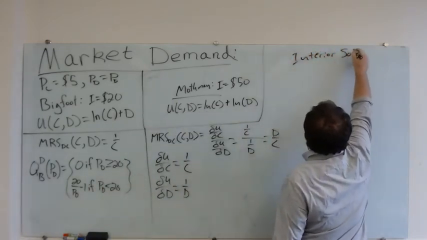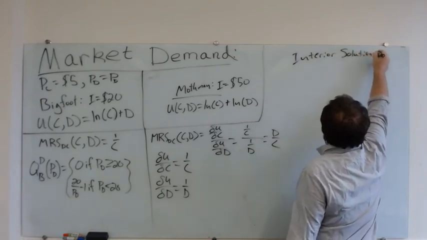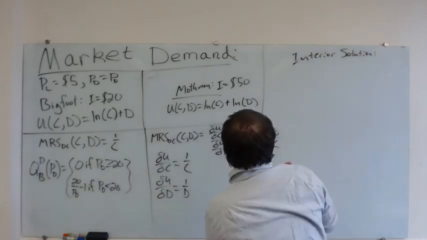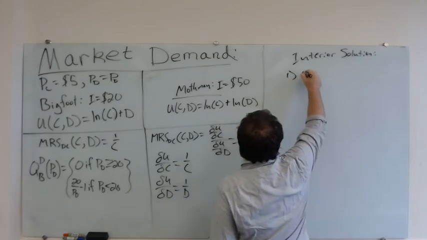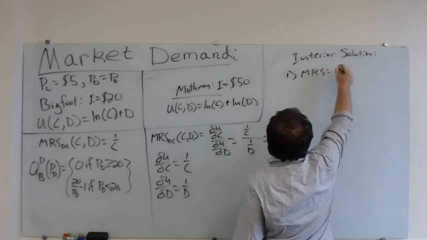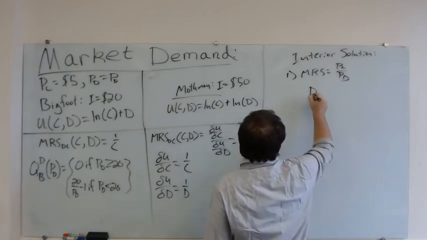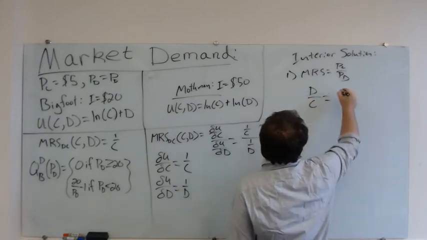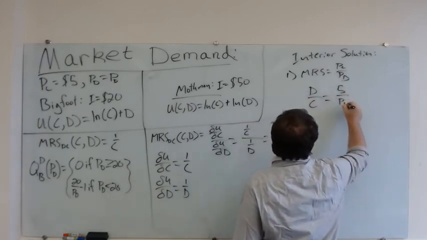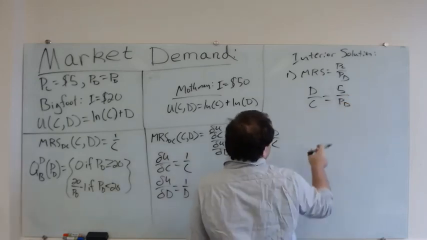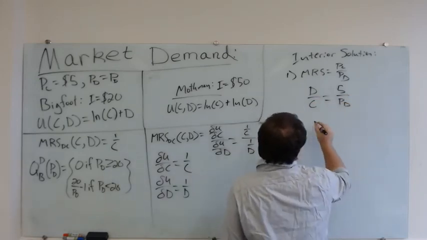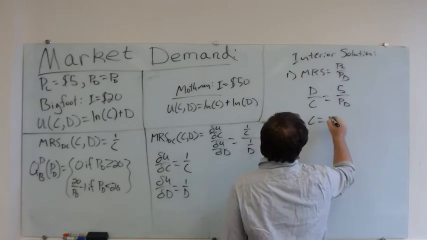Right, so what are we going to do for our interior solution? First, we're going to set MRS equals our price ratio, right? So D over C is going to equal 5 over PD. So why don't I solve for C here as a function of D? So we'll say C equals D times PD over 5.